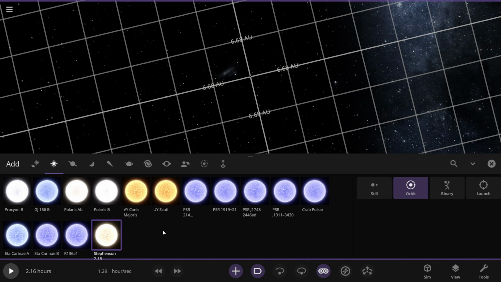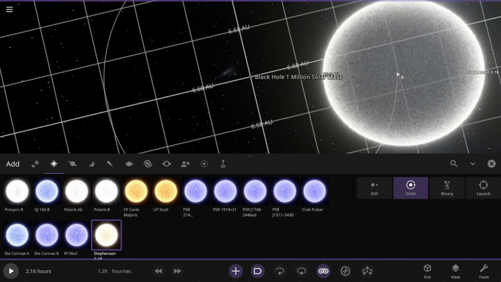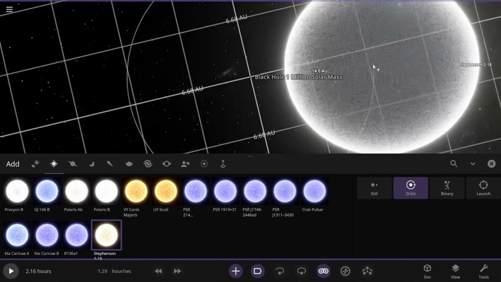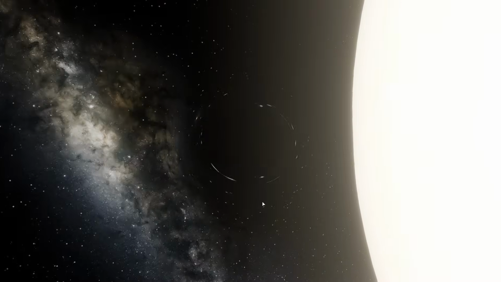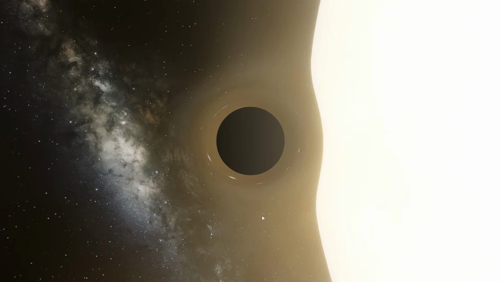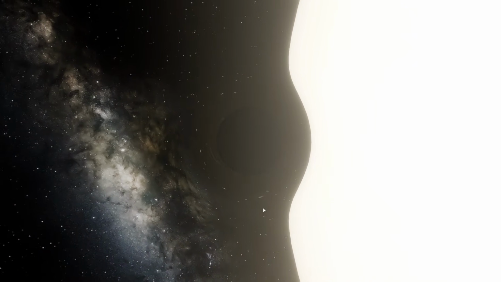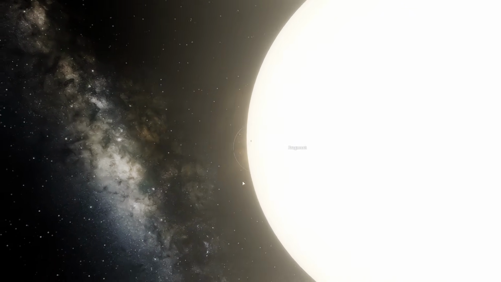And now, let's see how this black hole will handle the largest star currently known and discovered at the time of filming this video, the star Stephenson 218 in the universe. I'll place this star at a distance of 12 astronomical units from the black hole. Compared to the black hole, the star is just enormous, as you can see. Starting the simulation. And we can see the black hole starting to siphon matter from Stephenson. It's perfectly clear from this angle.